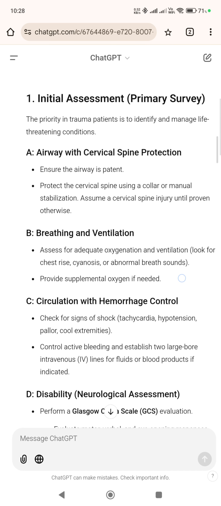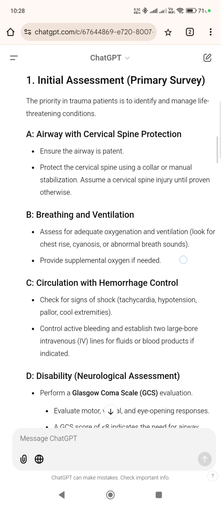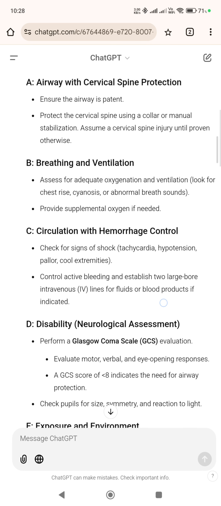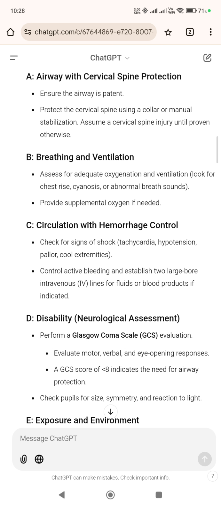C. Circulation with hemorrhage control. Check for signs of shock: tachycardia, hypotension, pallor, cool extremities. Control active bleeding and establish 2 large-bore intravenous, IV, lines for fluids or blood products if indicated.